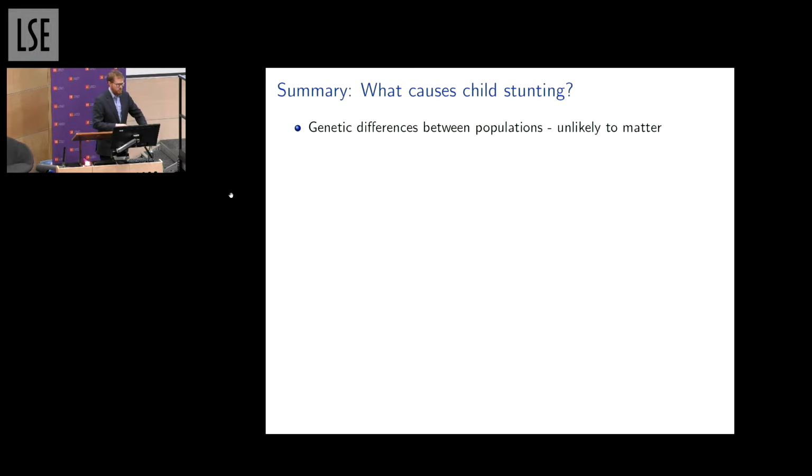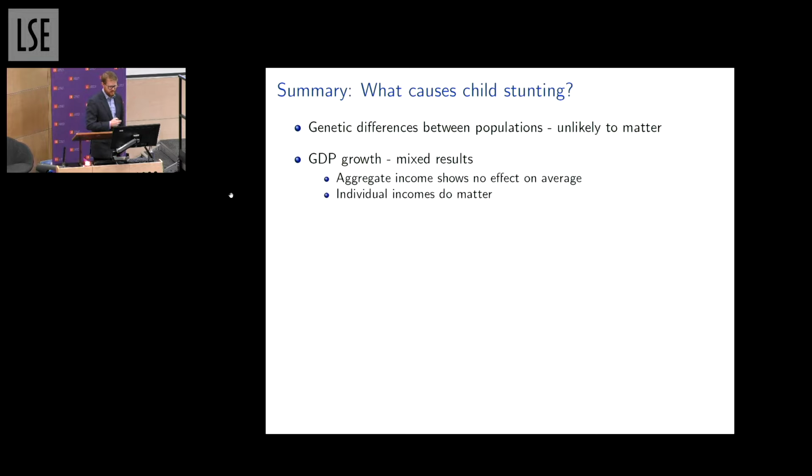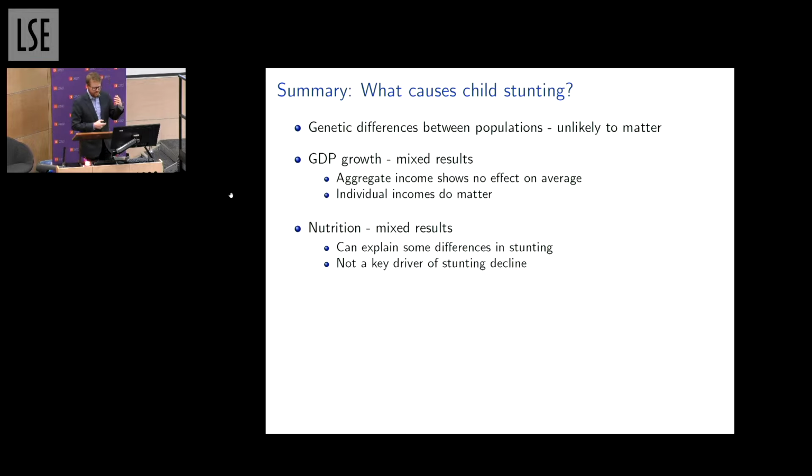Okay, so I've given you a whirlwind tour, and I promise I'm coming to the end. I'll just briefly summarize these points, because I don't want you to forget about these 5 issues. So if we think about genetic differences between populations, I think those are unlikely to matter. GDP growth has mixed results, and maybe stronger effects in high-income countries in the 20th century. But we also see that individual incomes matter, right? For nutrition, again, we have mixed results. We can see that it can explain some differences in stunting rates, but it doesn't seem to be a key driver in the decline in stunting.